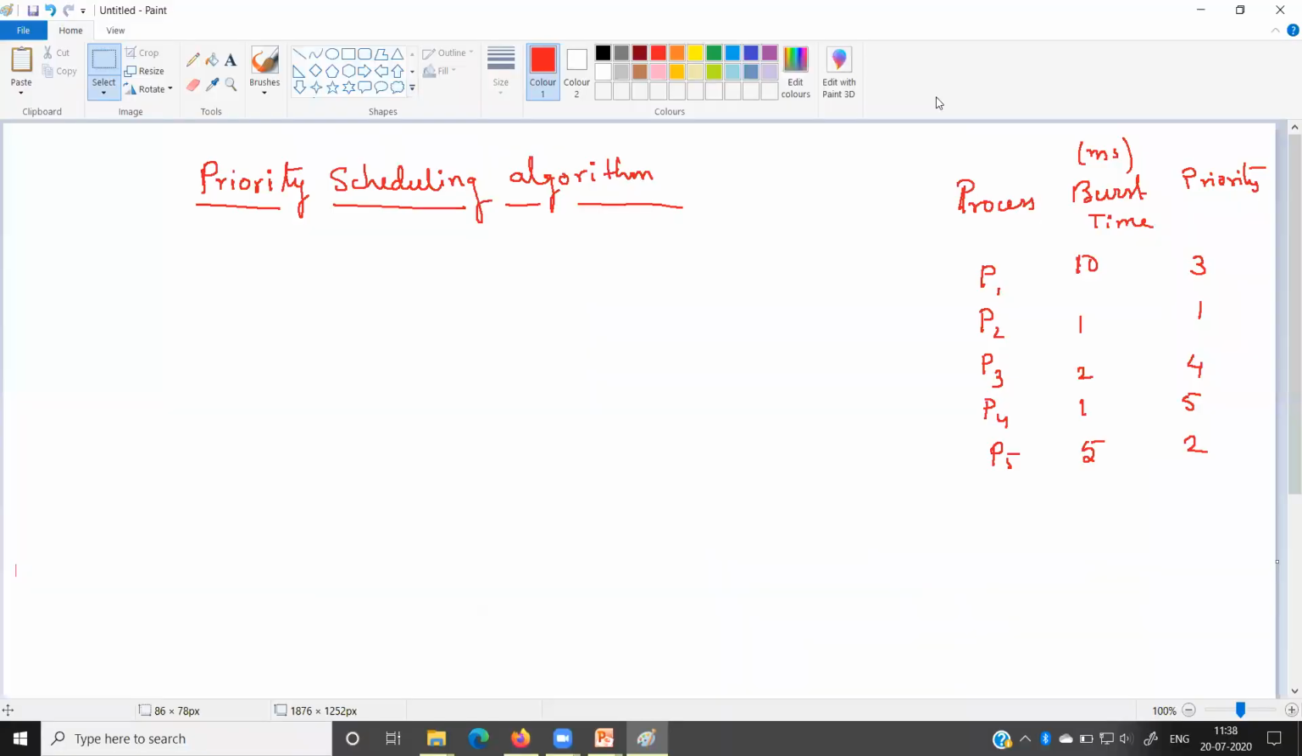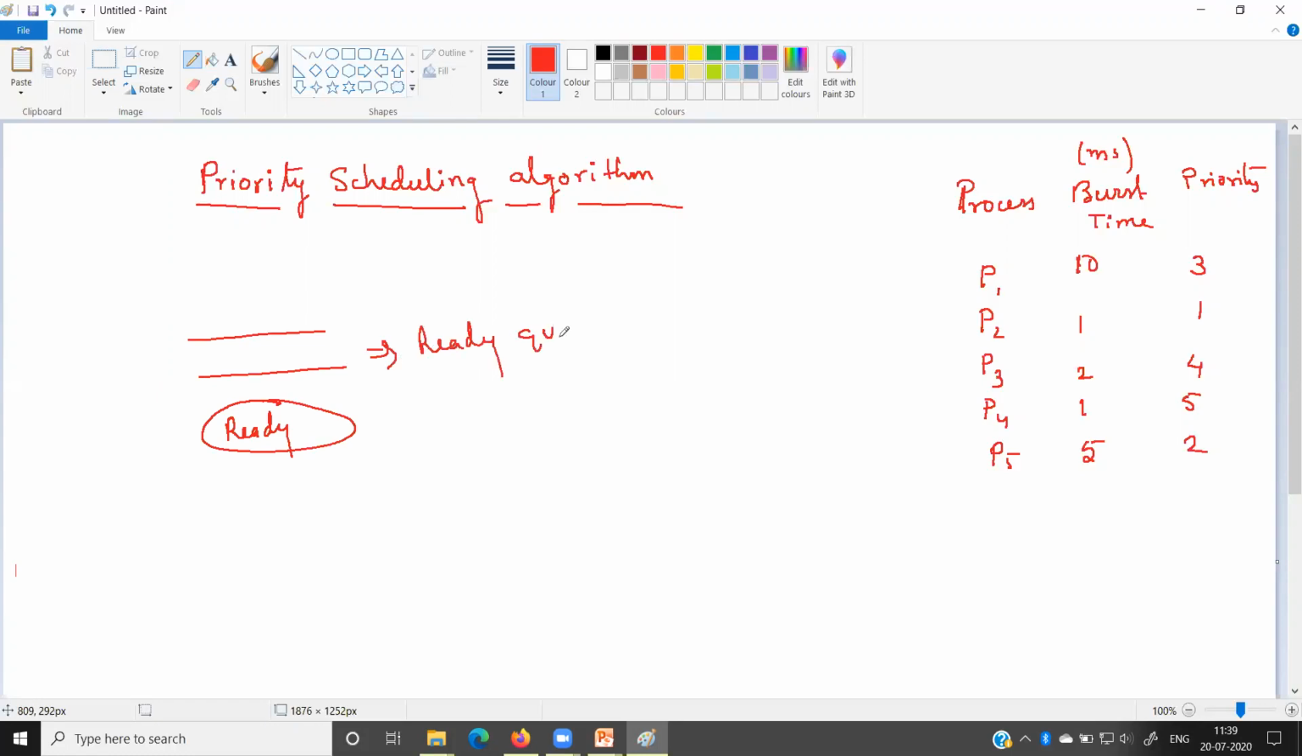First I will discuss the priority scheduling algorithm. In priority scheduling algorithm, the basic objective is to select the process from the ready queue whose priority is high. As you know, in our process state diagram, there is a state which is called the ready state. Now, with the ready state, a queue is associated. This queue is called ready queue.